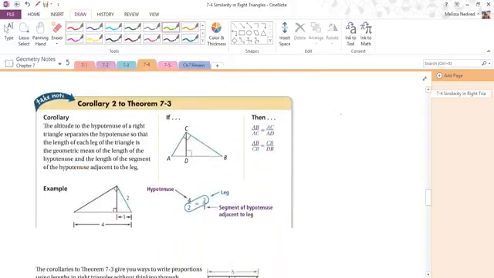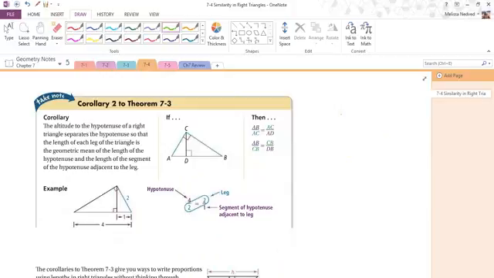Now, we have other ways that we can look at the same type of process. This is our next theorem, or corollary 2 to theorem 7-3, and that says that the altitude to the hypotenuse of a right triangle separates the hypotenuse so that the length of each leg of the triangle is the geometric mean of the length of the hypotenuse and the length of the segment of the hypotenuse adjacent to the leg. So it's a lot of words. That itself is very hard to understand.